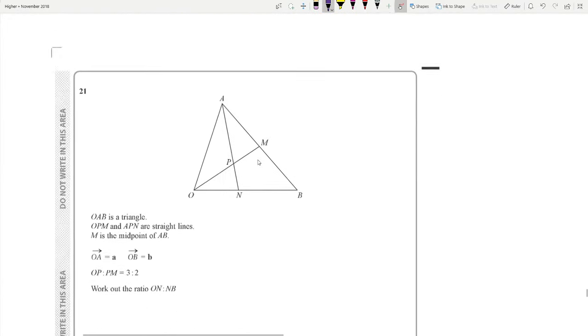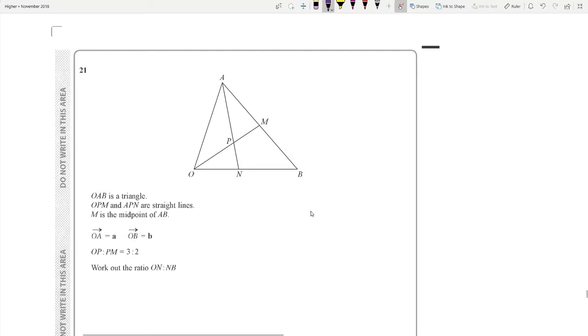Okay, next one, question 21. We've got 2 more questions. Here, we've got OAB is a triangle. We're told that OPM and APN are straight lines. M is the midpoint of this line AB. We're given that OA is A, so I'll write that down here. And we're told that O to B is B.